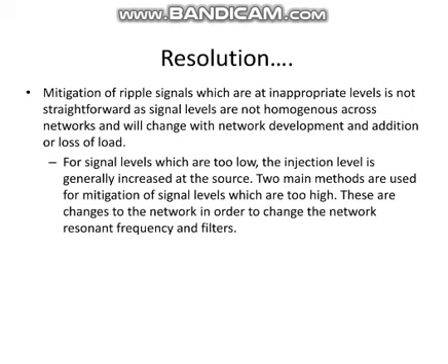Mitigation of ripple signals which are at inappropriate levels is not straightforward, as signal levels are not homogeneous across networks and will change with network development and addition or loss of load. For signal levels which are too low, the injection level is generally increased at the source. Two main methods are used for mitigation of signal levels which are too high. These are changes to the network in order to change the network resonant frequency, and filters.